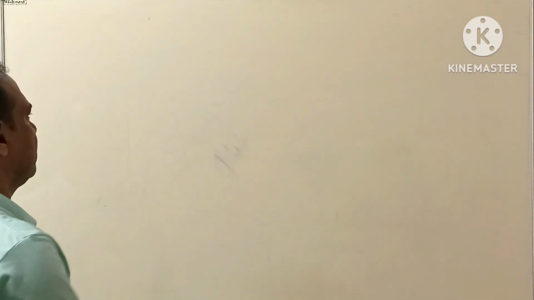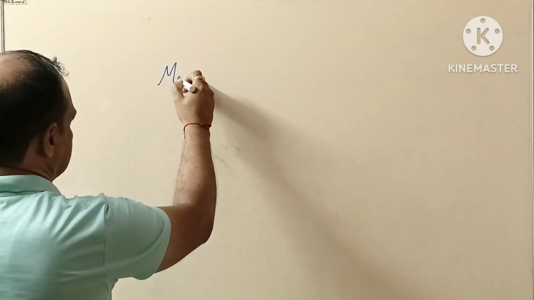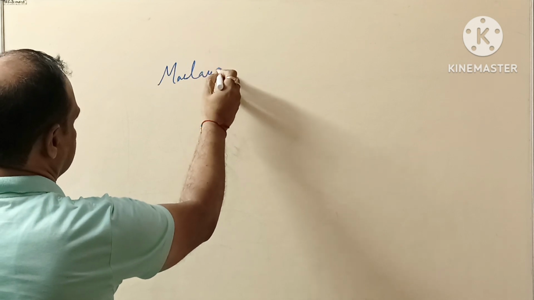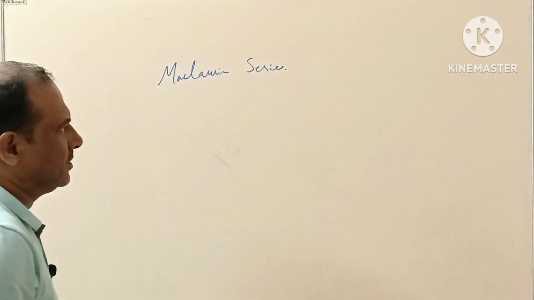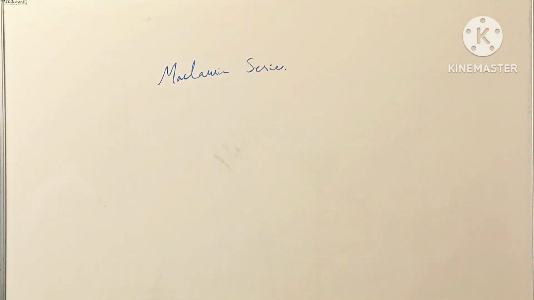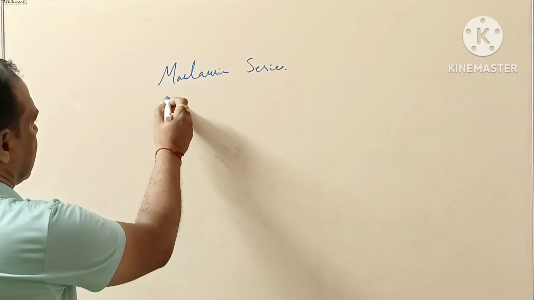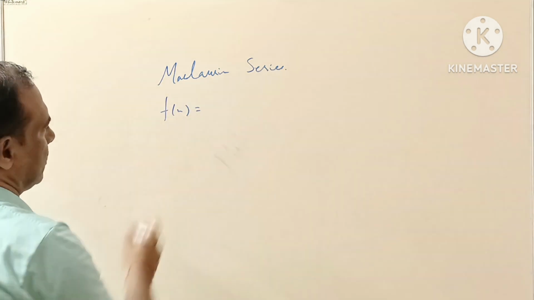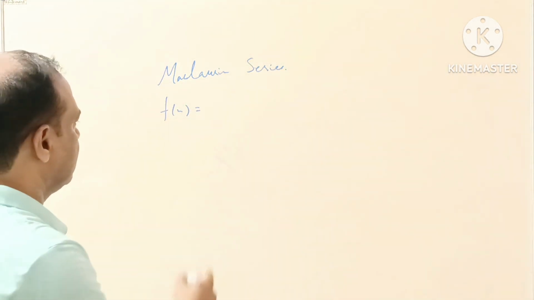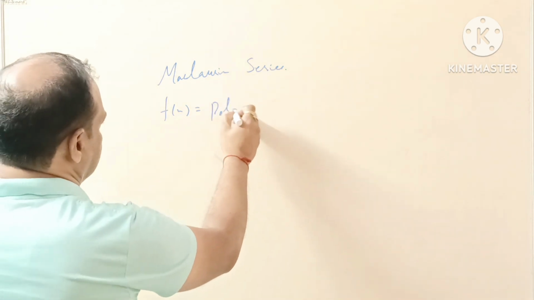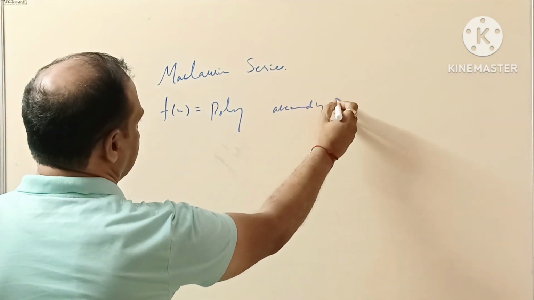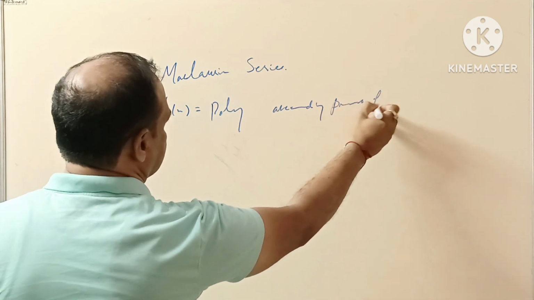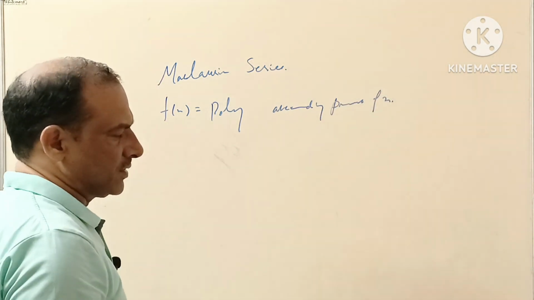We are starting with the topic of Maclaurin series. Maclaurin series is a method in which a function f(x), where x is a variable, can be expanded in the form of a polynomial equation with ascending powers of x.